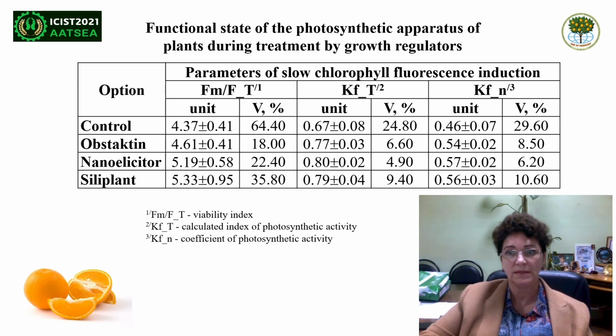photosynthesis process. It's shown that treatment with growth regulation led to an improvement in the state of the photosynthetic apparatus and, in general, the functional state of the plants. Treatment with regulator led to a smaller weakening of photosynthetic function, which was expressed in the higher value of the viability index, especially in the variants with the introduction of nanoelicitor and plant.